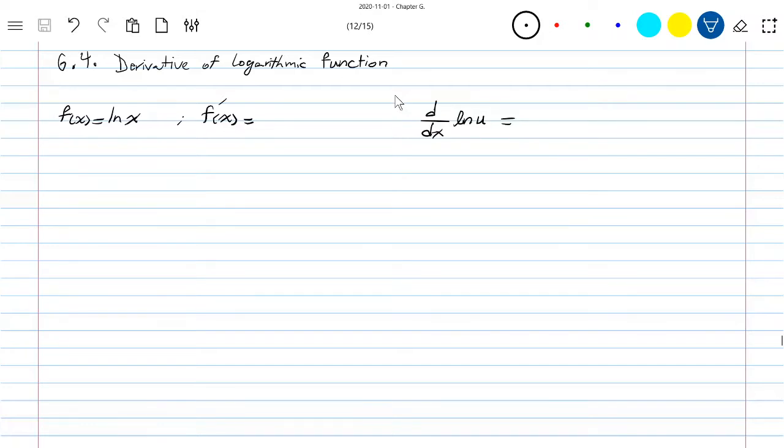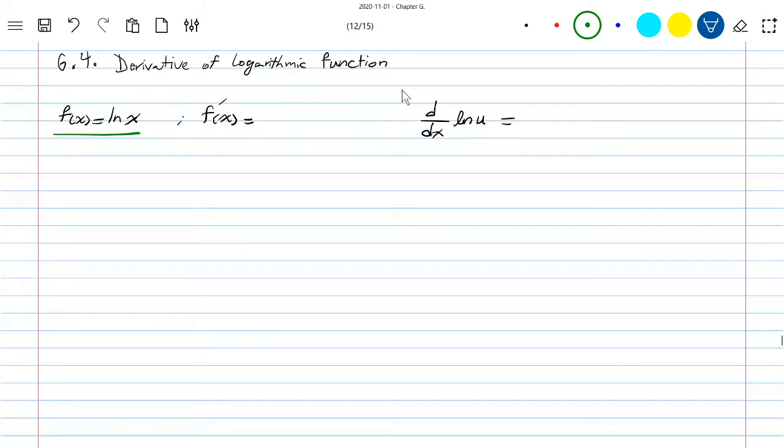And the general logarithmic and exponential function, we'll discuss the derivative of that in the next video. Okay, so first, let's say, given the function ln x, let's say f of x equal to ln x is given, can we figure out what is the derivative?